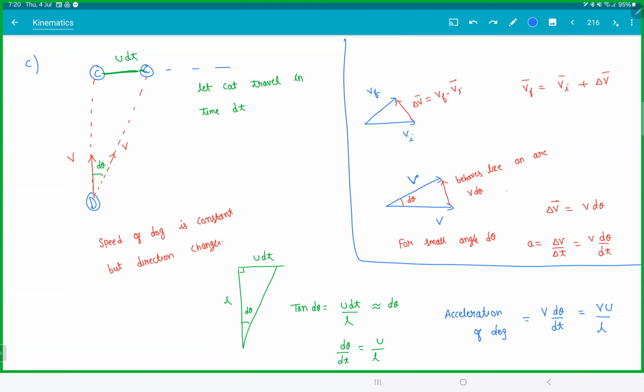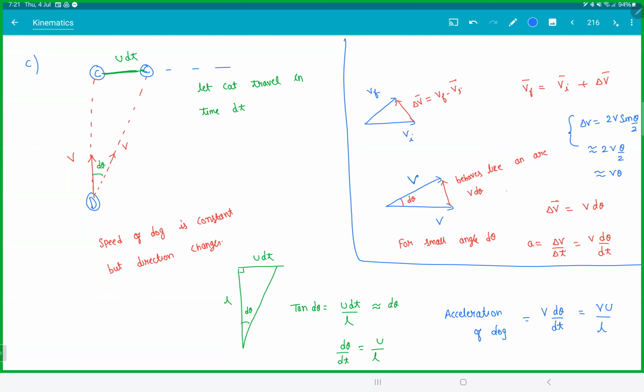If you want to use 2v sine theta by 2, yes, you can do that also. Same thing. For small angles, sine theta by 2 becomes theta by 2. So 2 will cancel, you get v theta. That's also not a bad idea. Do you remember 2v sine theta by 2? When a particle is going in a circle, the change in velocity is 2v sine theta by 2. That also works. For small angles, that will become 2v theta by 2, which is v theta. Same idea.